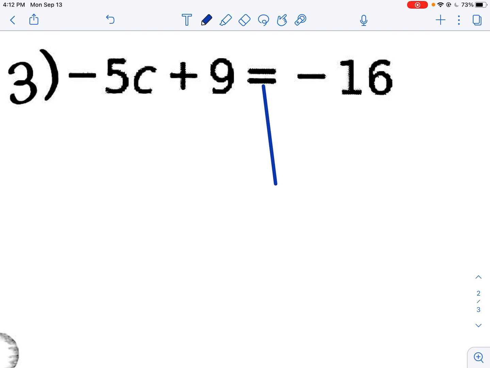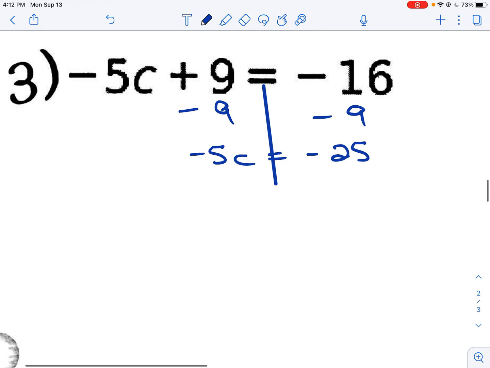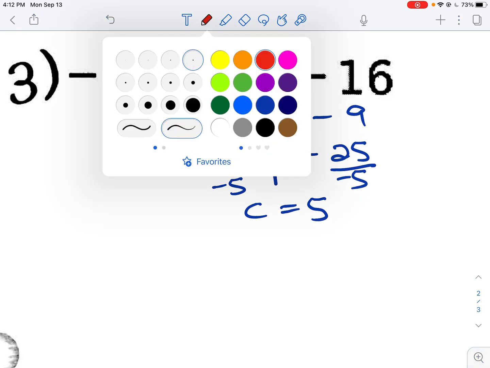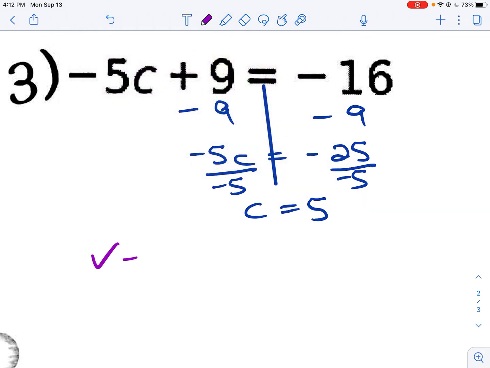I want to get rid of this right here, so that means I do the opposite of adding, which is subtracting. Get negative 5c equals negative 25. Divide by negative 5. And c equals 5. So I check my answer to see if it's correct.